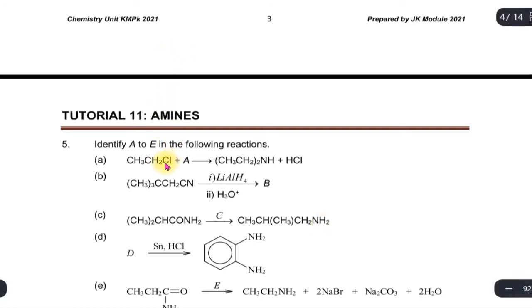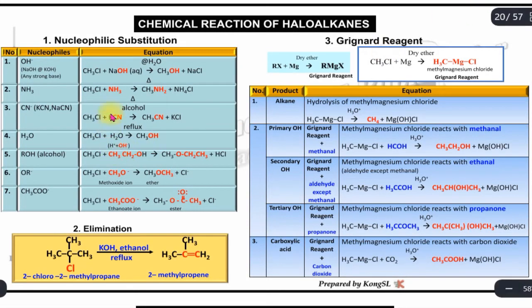So this is a haloalkane. For haloalkanes, we learned this before: how to form amine. It undergoes nucleophilic substitution. If you forget already, never mind, we just have a quick review. Do you still remember this one? Under the chemical reactions of haloalkanes, nucleophilic substitution.